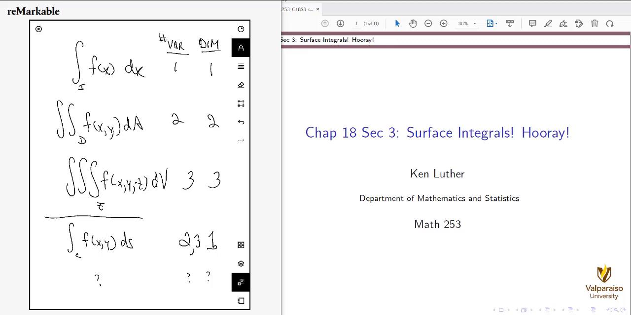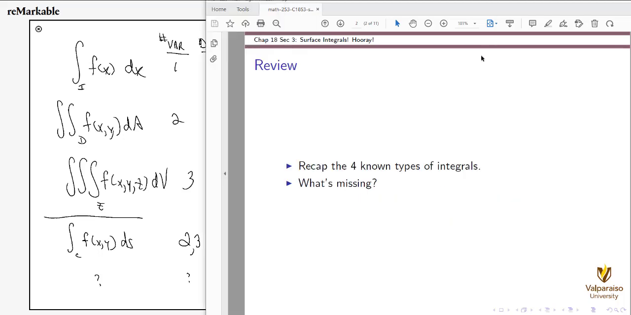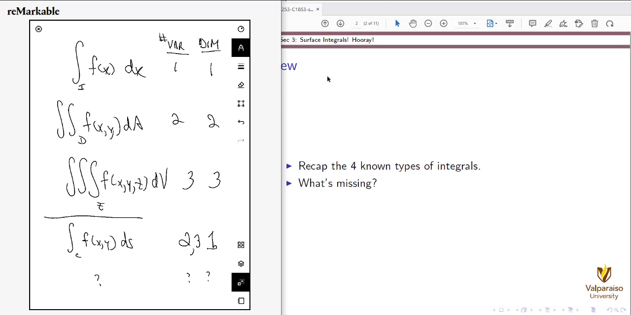Here is a somewhat quick introduction to surface integrals, which is the fifth of 5 types of integration that you will now know how to do. So I'm showing you slides and a doodle pad. On the doodle pad here, I sort of have an inventory of the different kinds of integration that you already know how to do.